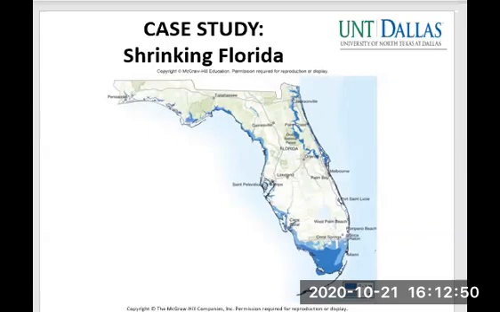Why is the sea level rising? Thermal expansion explains about half of the change so far because water expands slightly as it warms. Melting land-based glaciers contribute about 1/4 of the increase, and melting ice sheets contribute the remainder.